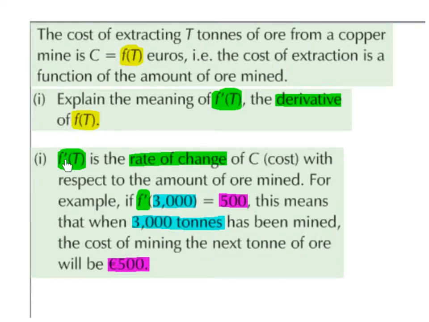f prime t, the derivative of f of t, is the rate of change of C, which is the cost, with respect to the amount of ore mined. For example, if f prime 3000 equals 500, this means that when 3000 tons has been mined, the cost of mining the next ton of ore will be €500.